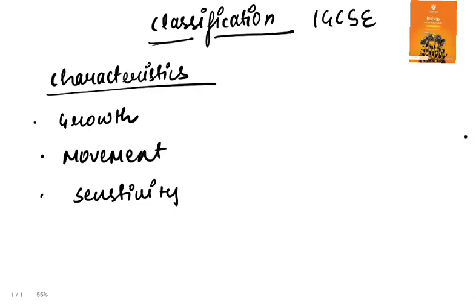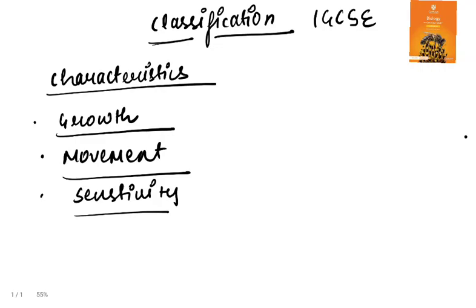Characteristics of living things. Firstly, growth: how large it is and how much it can grow. Movement: their body movement. Sensitivity: information about the changes in the environment and how they react to it. Okay, so these are the three points which you have to write for the characteristics.